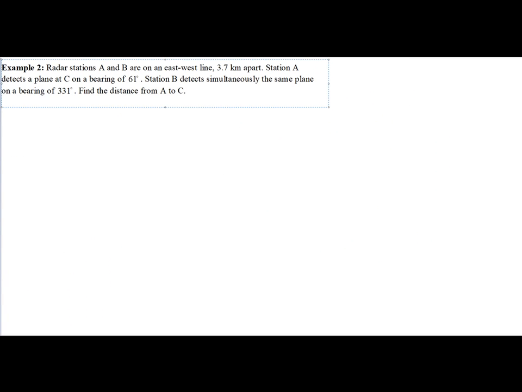Example 2, radar stations A and B are on an east-west line. So you would draw a line segment.